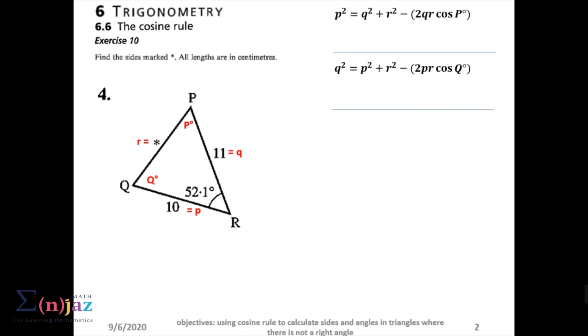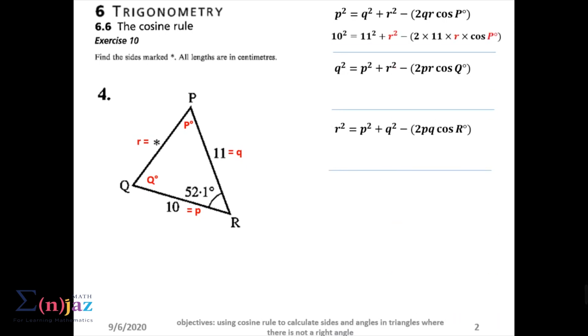At last, let's start with side R. Side R to the power of 2. The other two sides are P and Q. So R squared is equal to P to the power of 2 plus Q to the power of 2 minus, inside brackets, 2 times P times Q times cosine R capital.